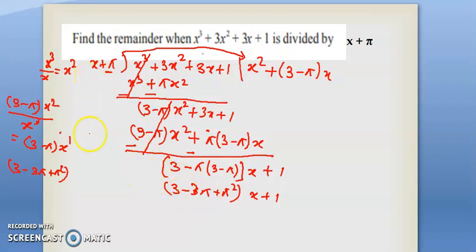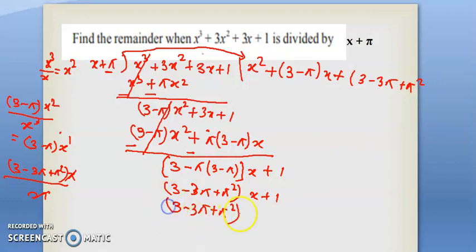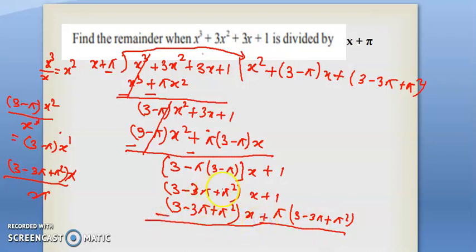Now again this divided by this, so this x divided by x, x and x got cancelled, so we have now 3 minus 3 pi plus pi square. So we can write here 3 minus 3 pi plus pi square into x plus pi into whole thing. So it will be like pi 3 minus 3 pi plus pi square. Now what we do, we subtract it, so this and this got cancelled. Now this is what we can write, 1 plus minus is minus pi 3 minus 3 pi plus pi square.